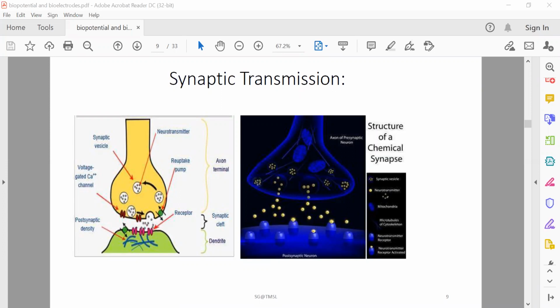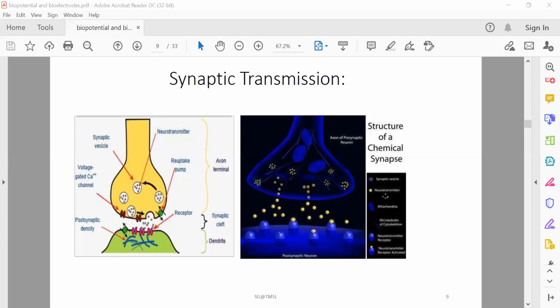Synaptic transmission is the process by which signaling molecules are released by a neuron, the presynaptic neuron. What are signaling molecules? These are neurotransmitters. They bind to and activate the receptors of another neuron, which is called the postsynaptic neuron. Neurotransmission is very essential for communication between two neurons.